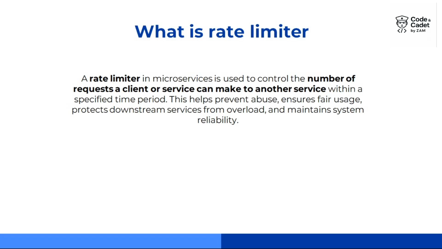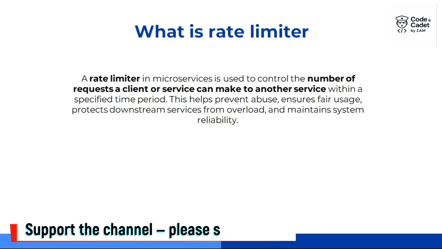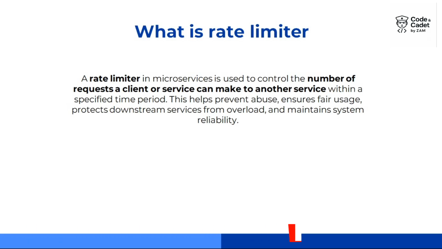Alright, here's a simple definition of rate limiter. Let's break it down in easy terms. A rate limiter in microservices is basically used to control how many requests a user or another service can make in a certain amount of time, like 100 requests per minute, for example. Think of it like a traffic signal, yeah. It only lets a few cars pass at a time. Same way, the rate limiter makes sure requests flow in a controlled manner.